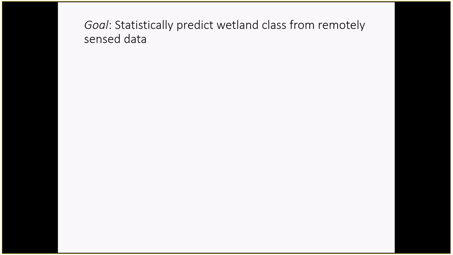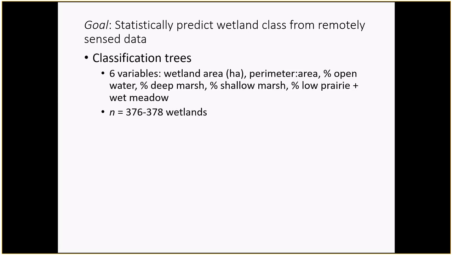So my role in this was essentially to take the large amount of information that you just heard about from Lyle and create a statistical model to predict Stewart and Cowardin wetland class. To do this, we use classification trees. So it's a form of recursive partitioning where you split your categorical data into like groupings. And these models included 6 variables.